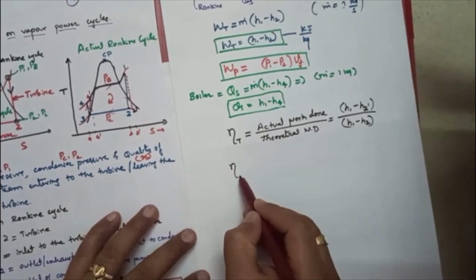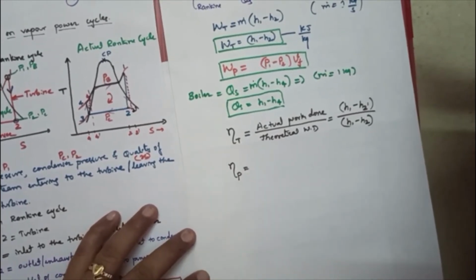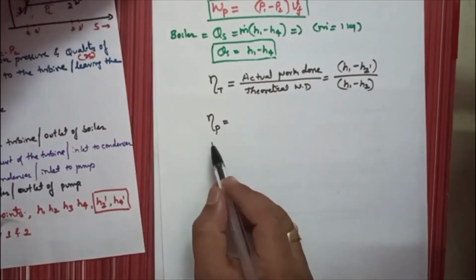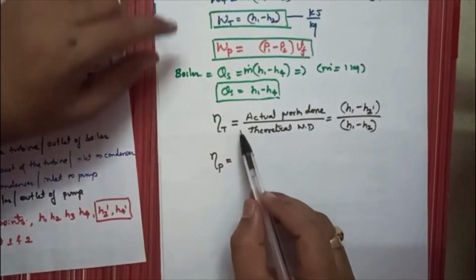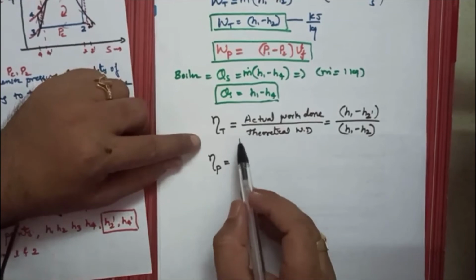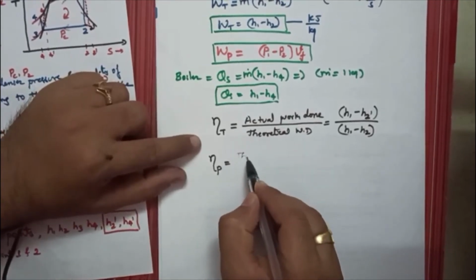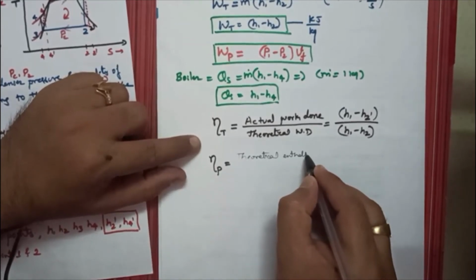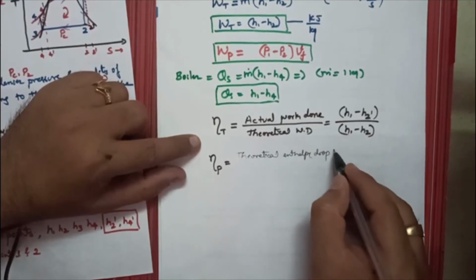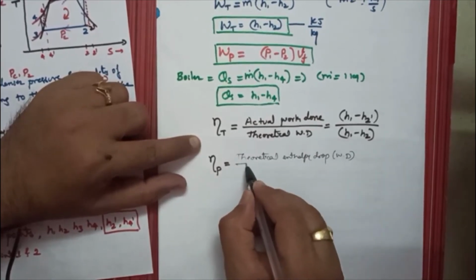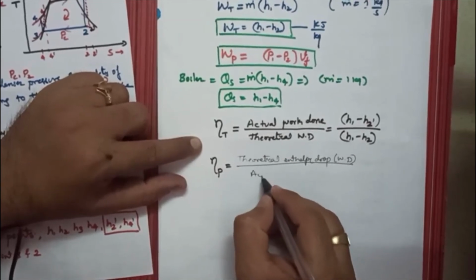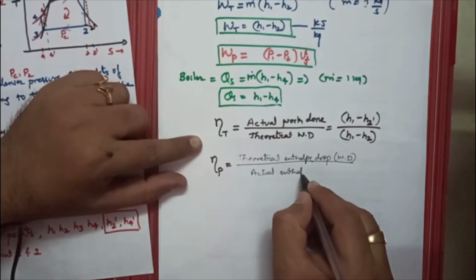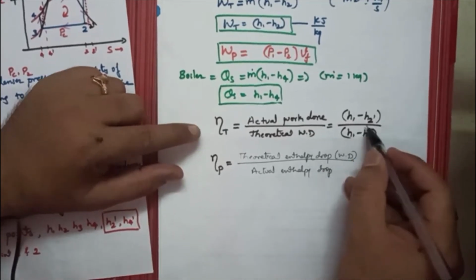And similarly, efficiency of the pump. Efficiency of the pump is the reverse of the turbine, it is just opposite. So for the turbine you take actual, but here you have to take theoretical enthalpy drop, or you can say work done, both are the same, divided by actual enthalpy drop. Enthalpy drop is nothing but the difference in enthalpies.